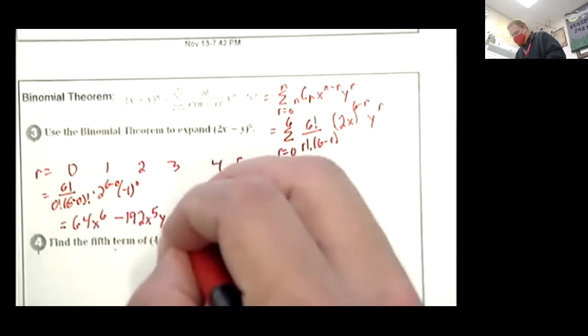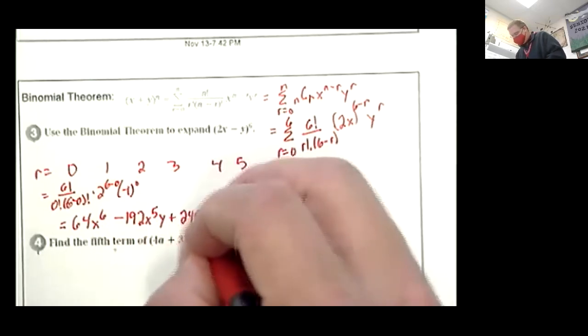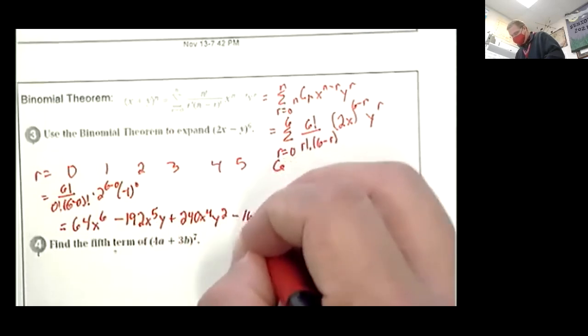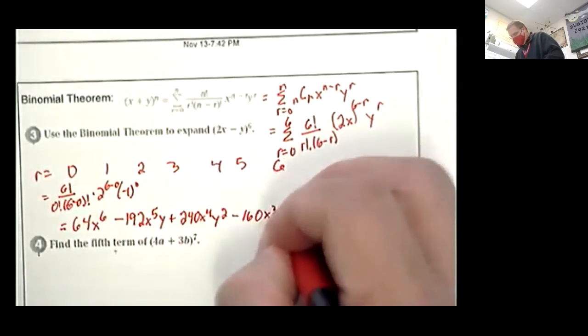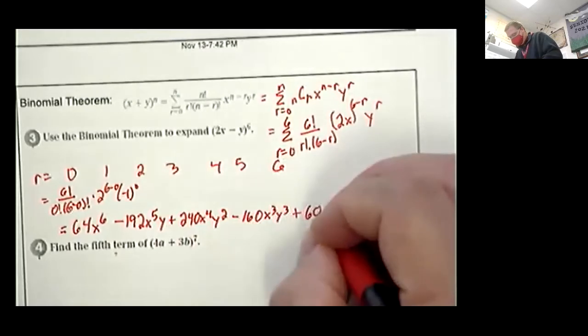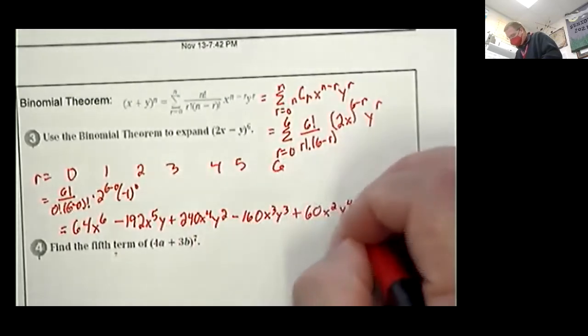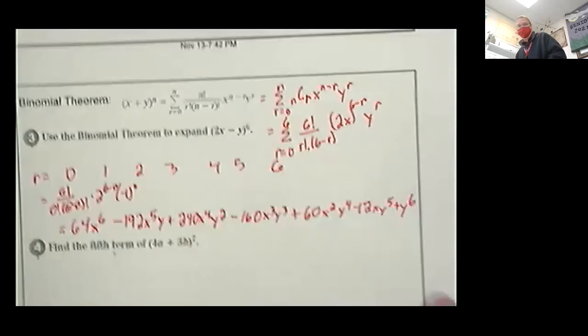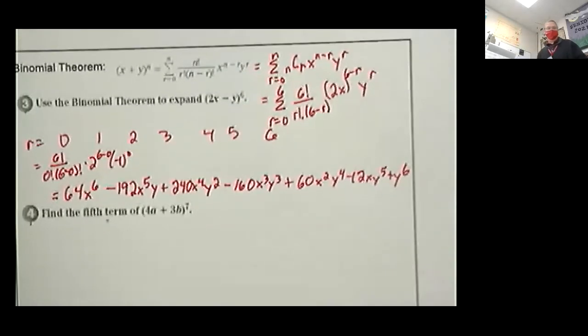So this is a better way. If we want just one term, we don't have to generate the whole pattern. So we can use our formula to get just specific terms without having to do the whole sequence or series. Again, in class, I'll show you another way that we can do this as well.